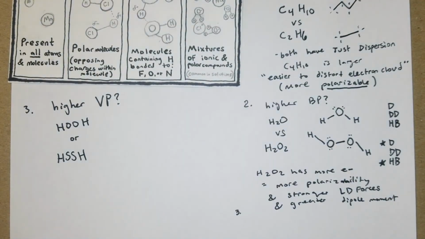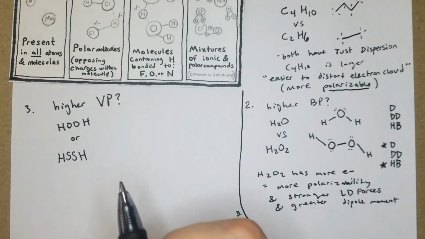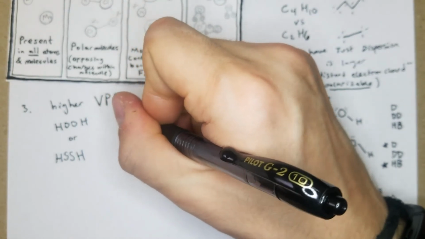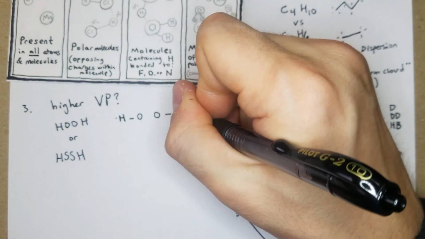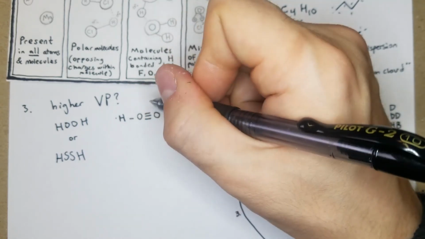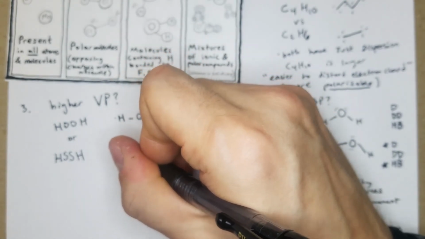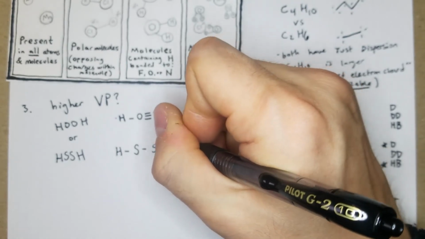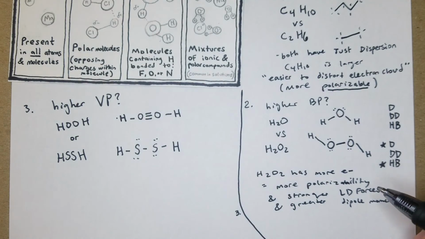First off, like I said before, I like to always draw it. I'll segregate off this part here. First we have HOOH, and for this, I think there's a triple bond there. Then for the HSSH, it's going to have that. So there we have our structures.